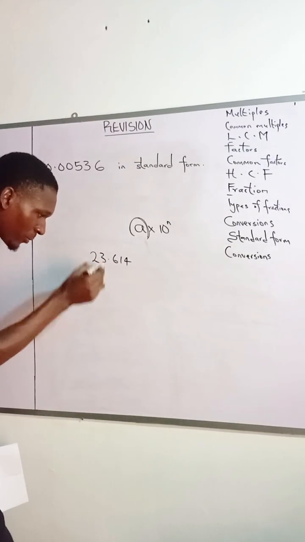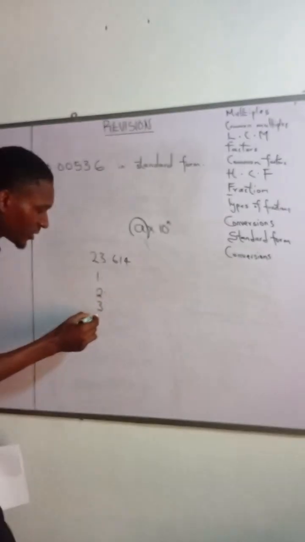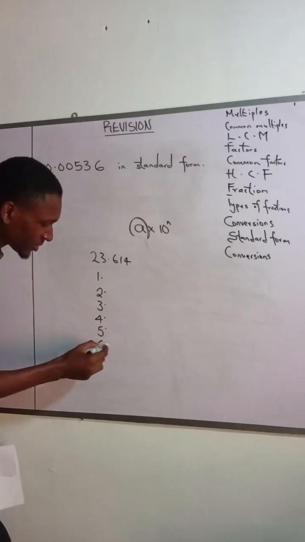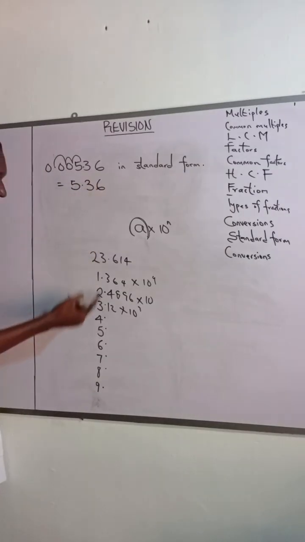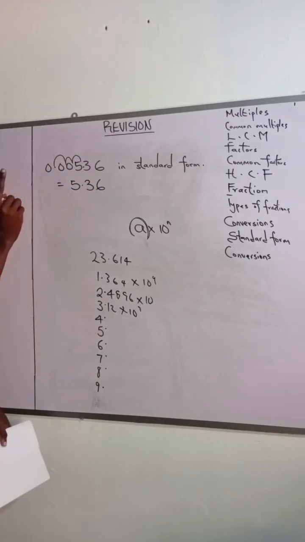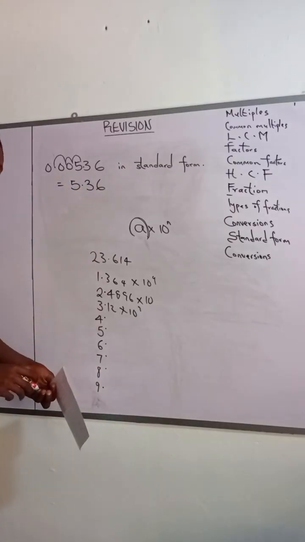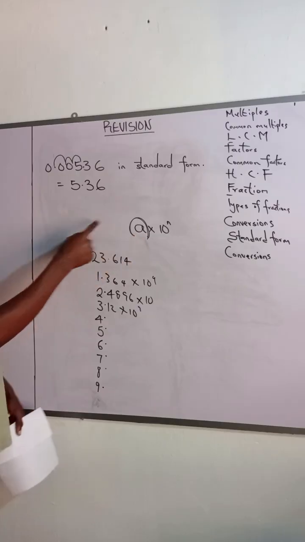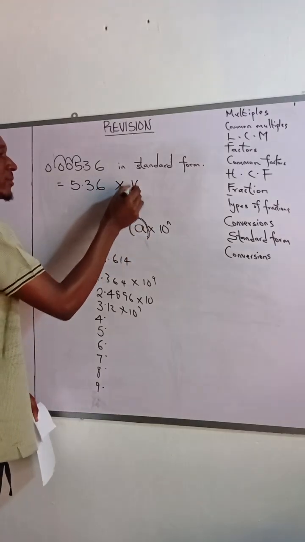Either it is 1 point or 2 point or 3 point, up to 8 point. That will be what? 5.36. You can see there's 5 point here. You cannot say 53 point. That one is not accepted, but we accept 5 point. So multiplied by 10. Remember, standard form is multiplied by 10.